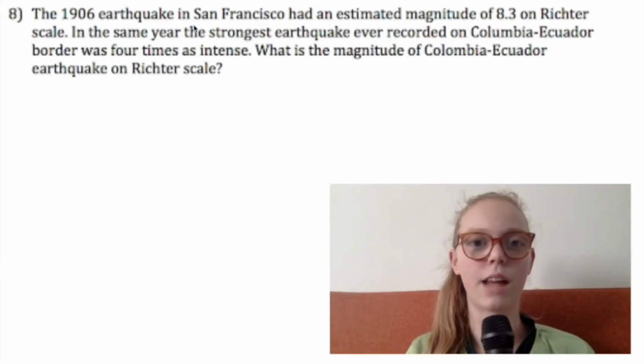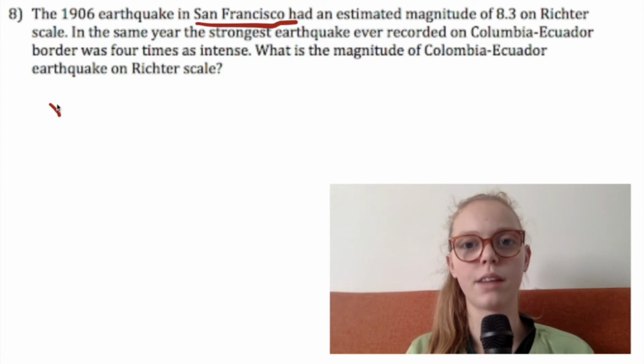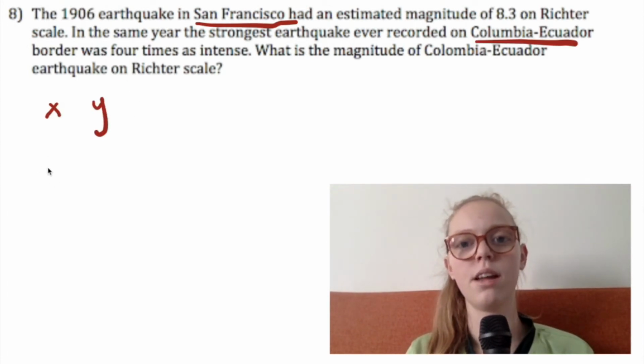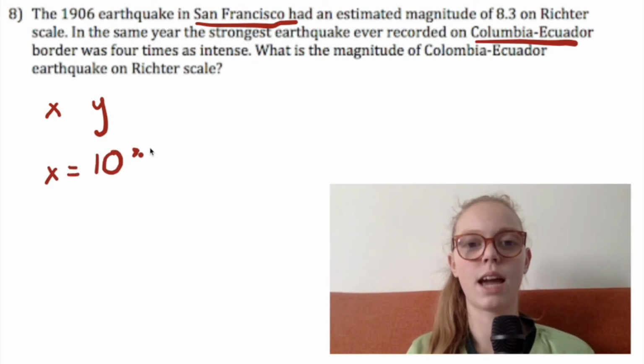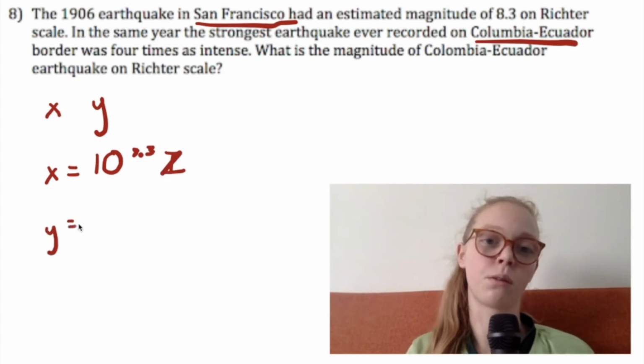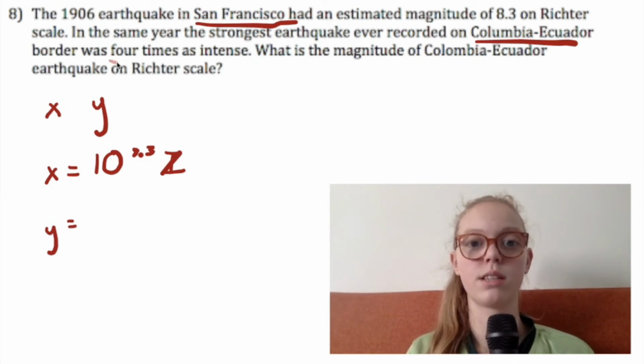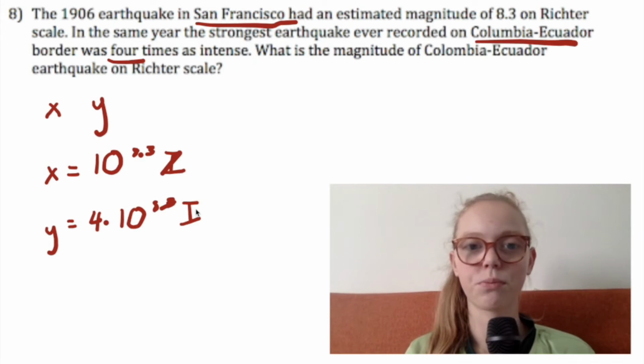Now we're going to look at the 1906 earthquake and the Colombia, Ecuador earthquake. So the 1906 earthquake is going to be X, and the Colombia, Ecuador earthquake is going to be Y. So X equals 10.83 times the standard earthquake I. And Y is going to be equal to 4 times that. So 4 times 10.83 times I. 10 to the 0.83 power.